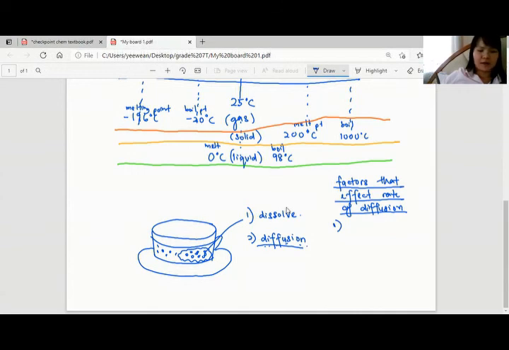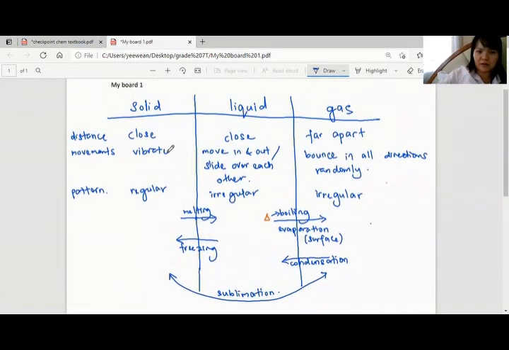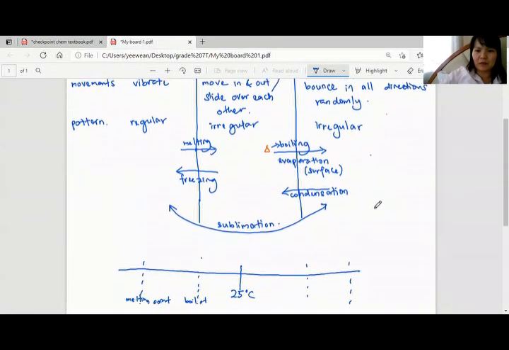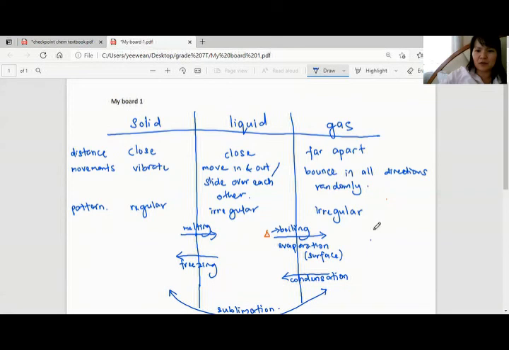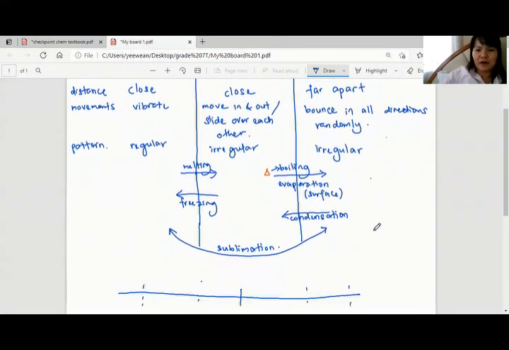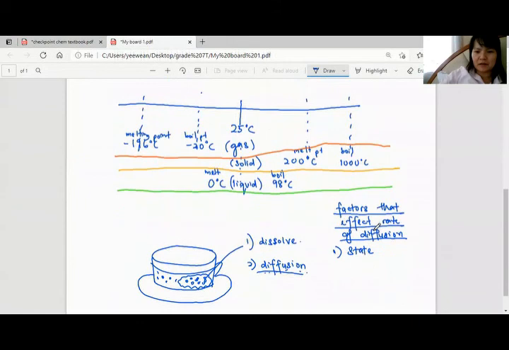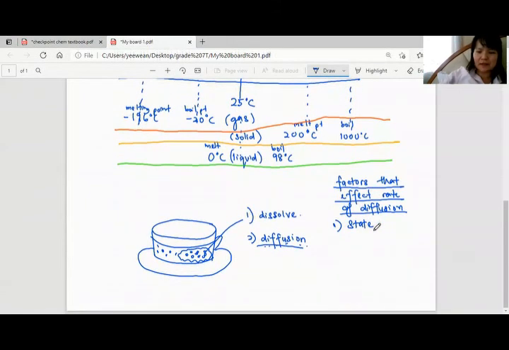Okay, one thing is the state. What state? Solid, liquid, gas. So of course, solid will be the slowest because we know that it doesn't move around. Solids only vibrate. So it won't happen so fast, it only vibrates. Liquids are slightly faster because they move in and out of each other and slide over each other. A gas moves the fastest because it bounces everywhere in all directions randomly. So the food particles that are in the kitchen air will just randomly move into the living room air. So you can smell the food particles if the state is gas.